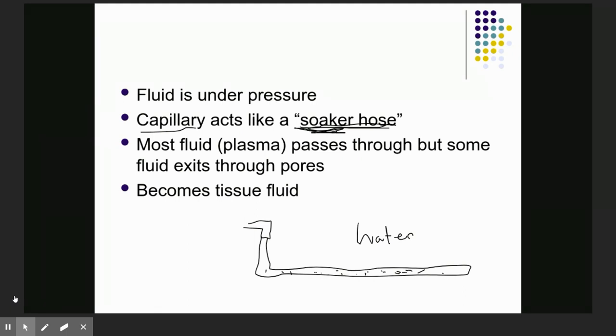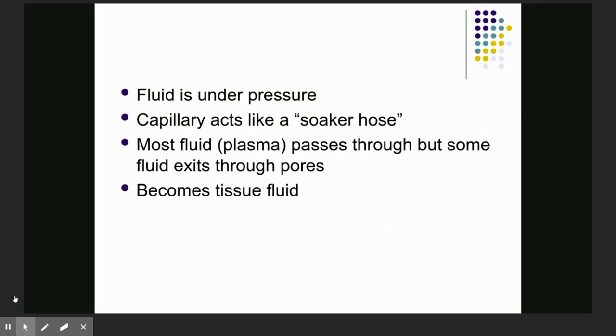But think about this. If this is a soaker hose and this end right here is wide open, most of the water is not going to come out those little bitty holes. Most of the water will go through the pipe, ignoring all these little holes, because it's easier to go through the big opening at the other end, and most of the water is just going to zoom out.